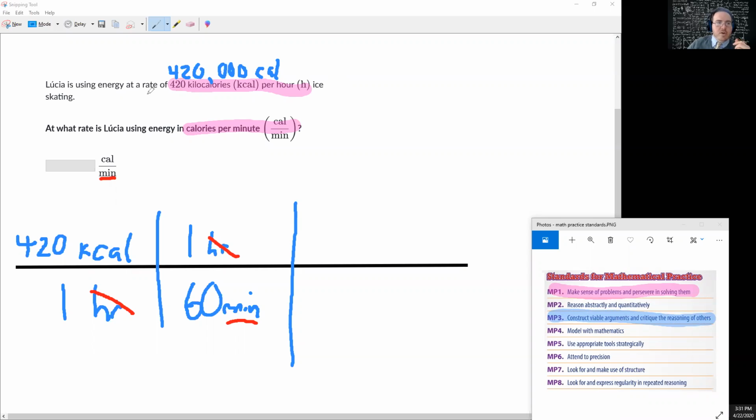So this is me trying to construct an argument. Lucia is using energy at a rate of 420 kilocalories per hour. Okay, so I'm going to go ahead and solve this the way it is, and I'm going to take my real life knowledge out of this because I'm assuming there's something bonkers in the way this is worded. But you know what? I might prove myself right. I might prove myself wrong. Let's just see what happens. So apparently, 420 kilocalories would be 420,000 calories. Okay, sure. So where would I put this in my dimensional analysis? So 1 kilocalorie is 1,000 calories.